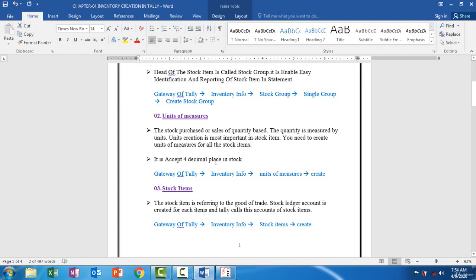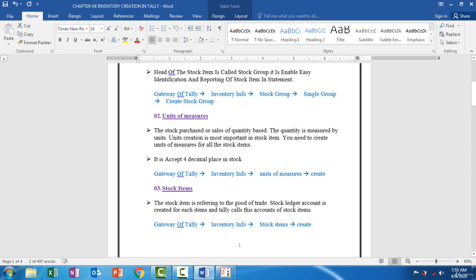It also sets the decimal places allowed in a stock. For example, in liters we can say 1.500 liter, so it has 3 decimals. But if you type more than 4 decimals in the stock, Tally will not accept it. It will accept only 4 decimal places. So how can we enter the units of measure? First go to the Gateway of Tally, then click inventory information, units of measure, then create.